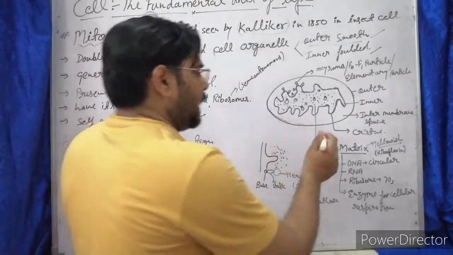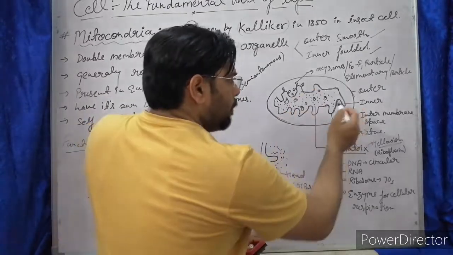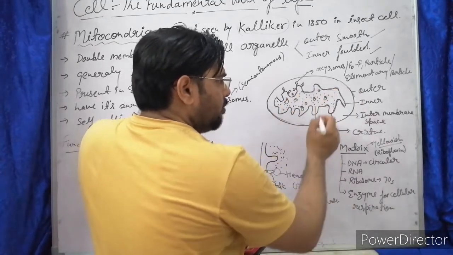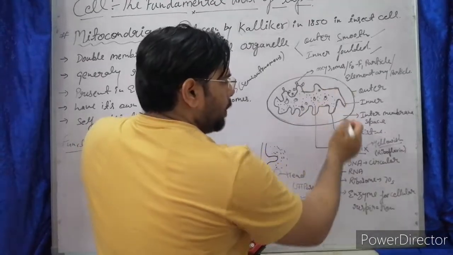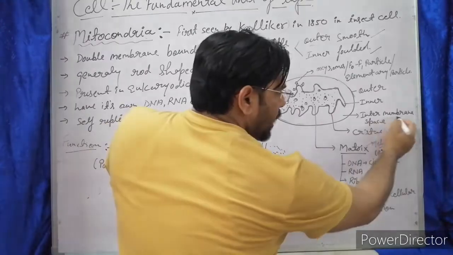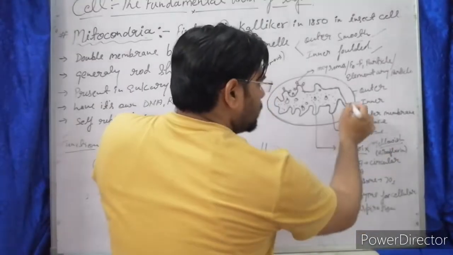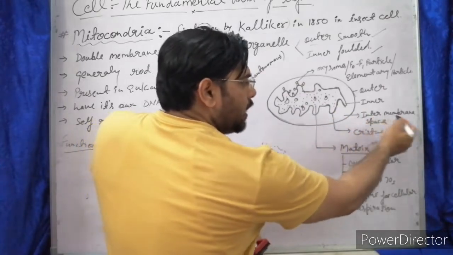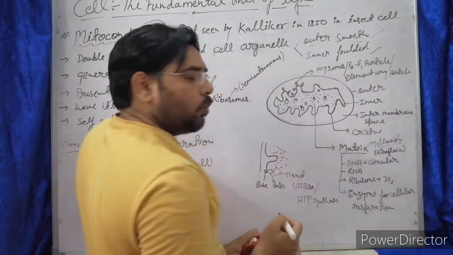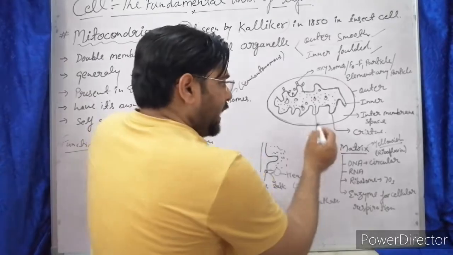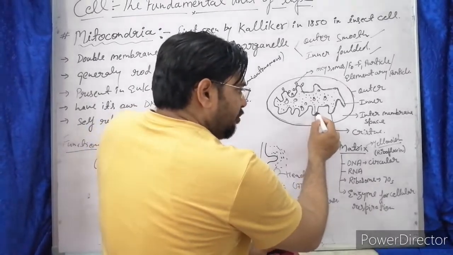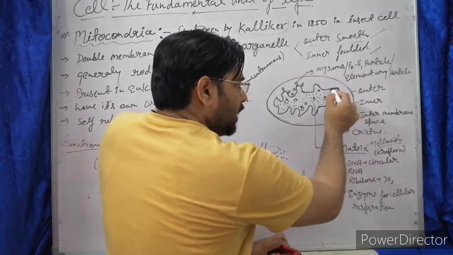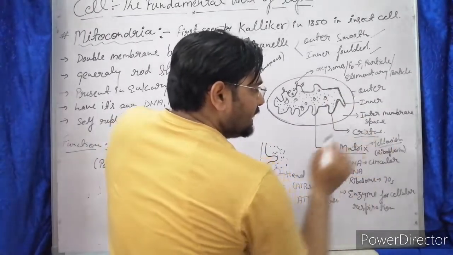Mitochondria have two membranes: one is the outer membrane and another is the inner membrane that is folded inward. In between the outer membrane and inner membrane, there is the intermembrane space. The vacant space present between the two membranes is called the intermembrane space. The inner membrane, which is infolded, forms finger-like projections due to the infolding, and these are called cristae.